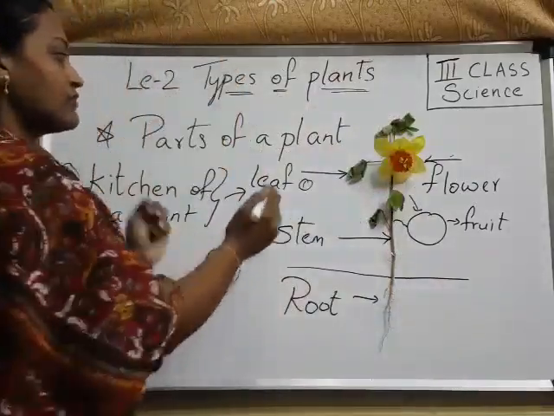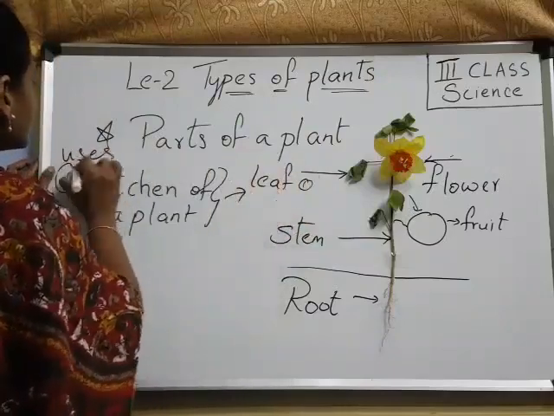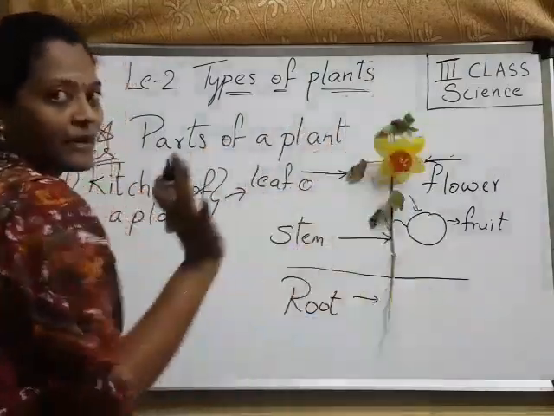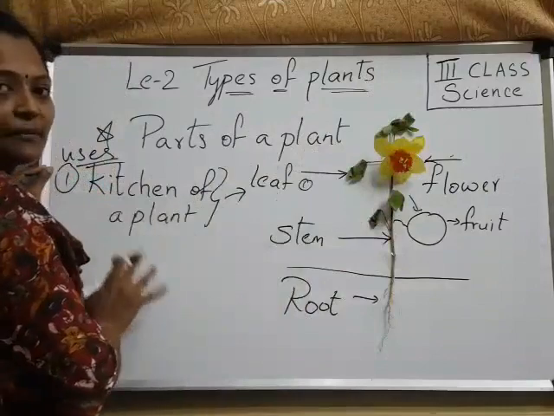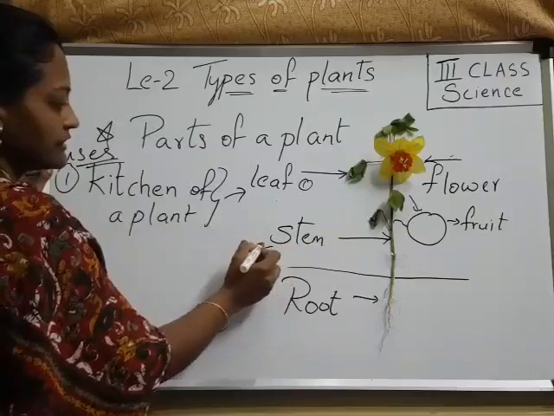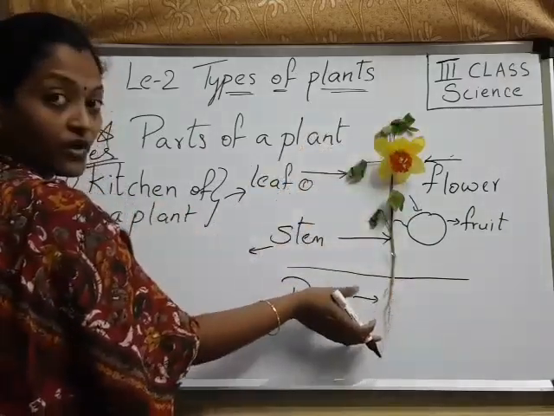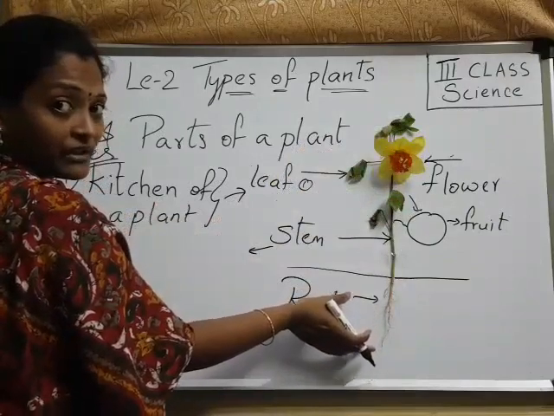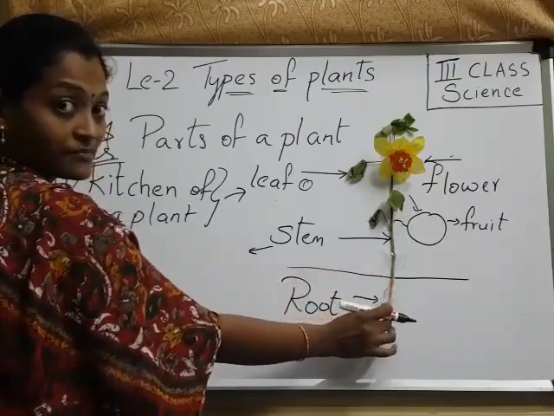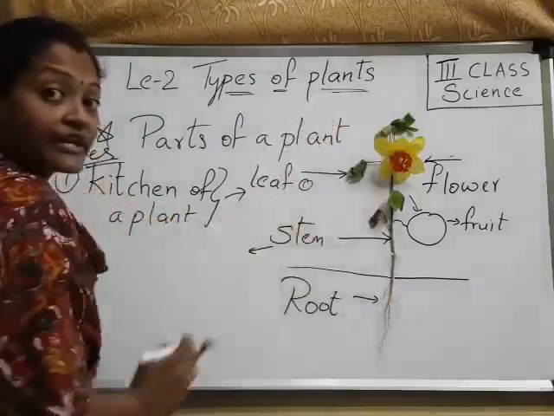Understood children? Now, what is the use of the leaf first? Here I am saying about uses. The leaf prepares food for the whole plant. Understood? So it is the kitchen of a plant. Got it? Next, coming to the stem. What is that? You see here. Stem carries. What does it carry? From the soil, the root absorbs water and nutrients. And the stem carries those to the various parts.